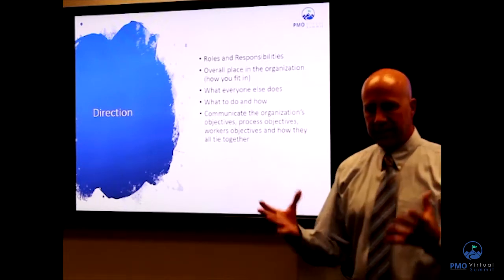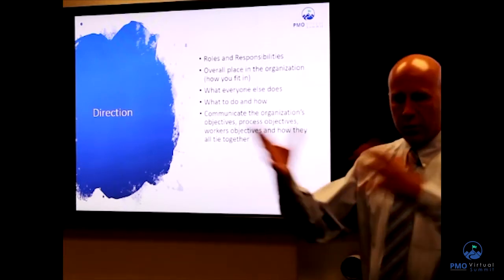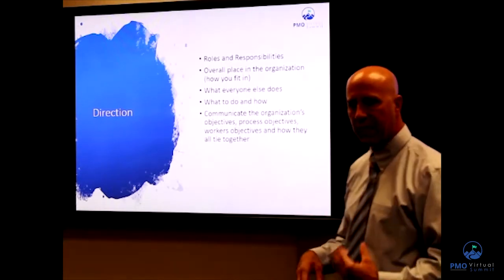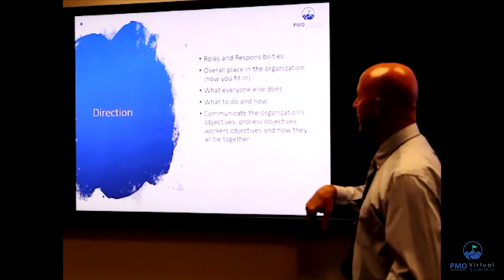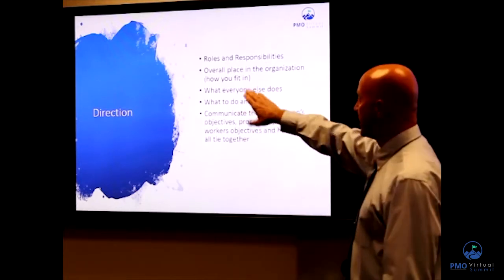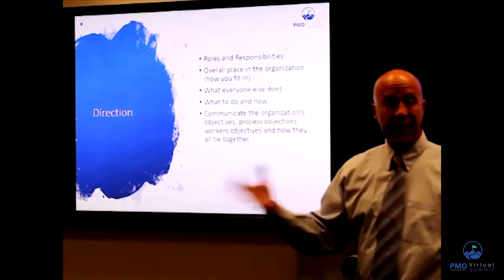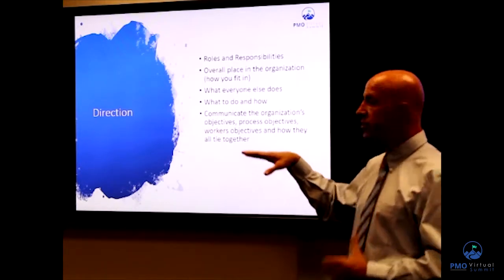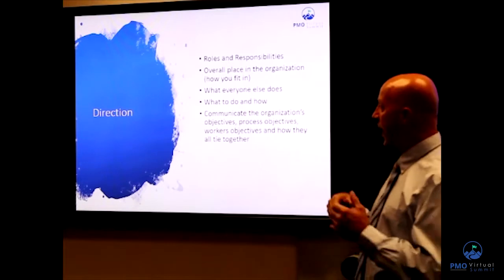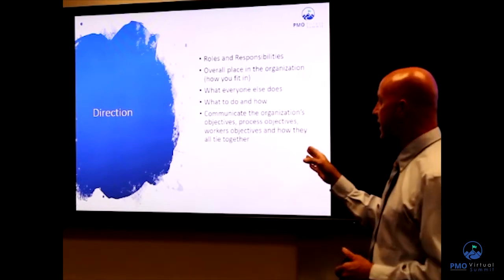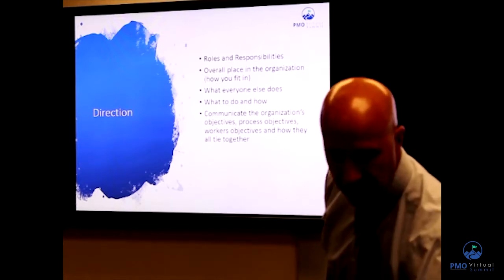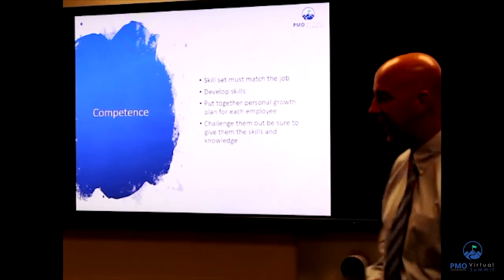Put together some diagrams of what they do, some RACI diagrams. Help people understand where they fit in the process. Map it out, where they fit in the overall organization, what everyone else does. If I know what everybody else does, then it helps me define my own job. What to do, when to do it, how we communicate in an organization: those are things that are important in giving direction to your employees. Competence, let's talk about that.